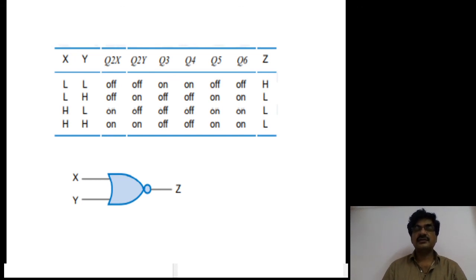So, clear? That is how to construct the NAND gate and NOR gate using Schottky transistors in the TTL model, and their operations.